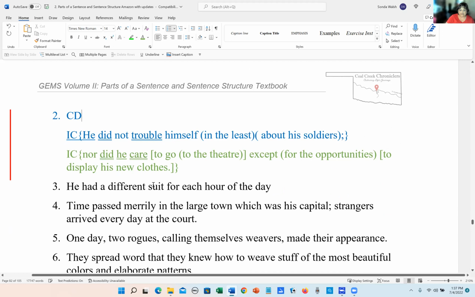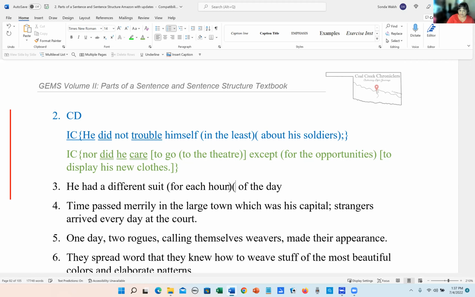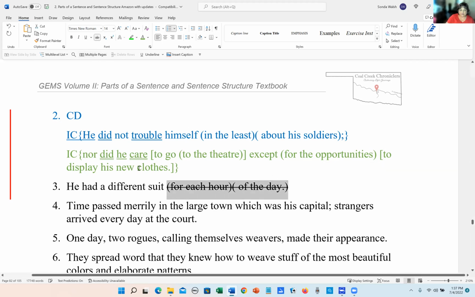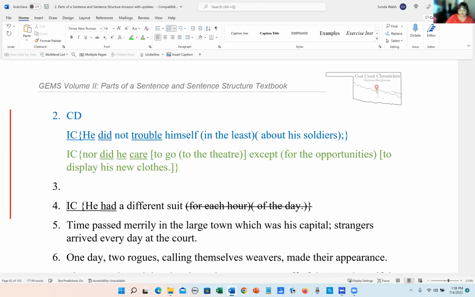All right, number 3, he had a different suit for each hour of the day. Okay, those are prepositional phrases. We don't need those. And then he is a subject. Had is a verb. We put brackets around it. We have one clause here. It has a subject and a verb. We go to our subject. We look to the left. We do not have a subordinating conjunction or relative pronoun. So this is an independent clause. And one independent clause is equal to a simple sentence.